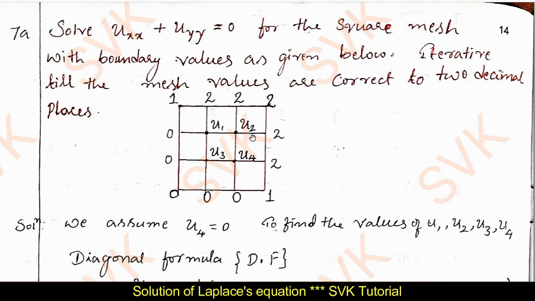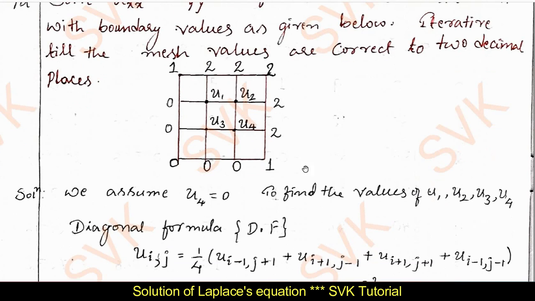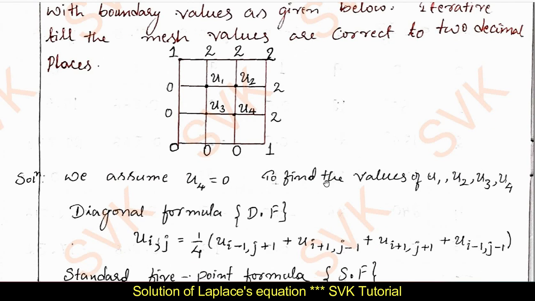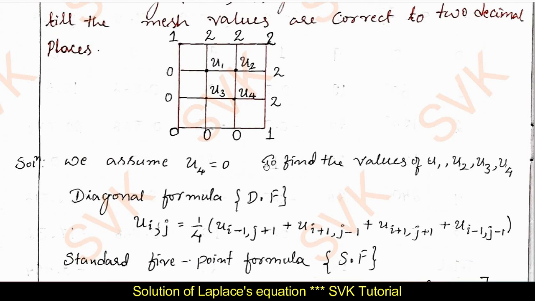First of all, to find the values of u1, u2, u3, u4, we are going to assume u4 will be equal to 0. That is our assumption to find the values u1, u2, u3, u4. To find these values, we are going to implement two formulas. One is the diagonal formula and another one is called the standard 5-point formula. Let us know first what is the diagonal formula.